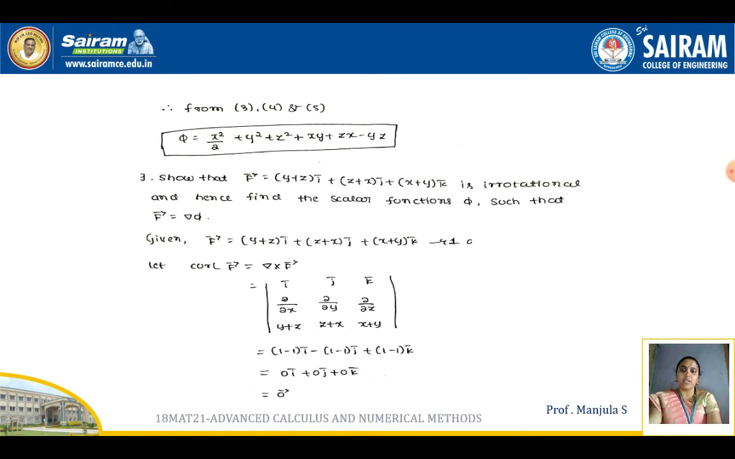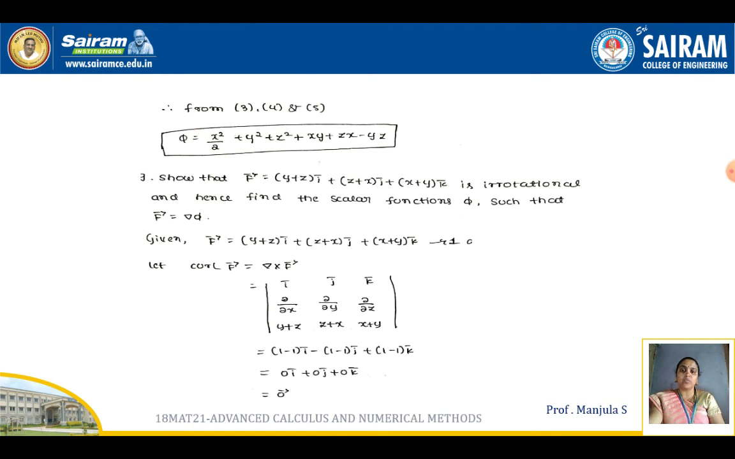Show that vector f is equal to (y plus z) i cap plus (z plus x) j cap plus (x plus y) k cap is irrotational. We have to prove that the given vector f is irrotational. Hence find the scalar potential phi with the help of the expression vector f is equal to del phi.